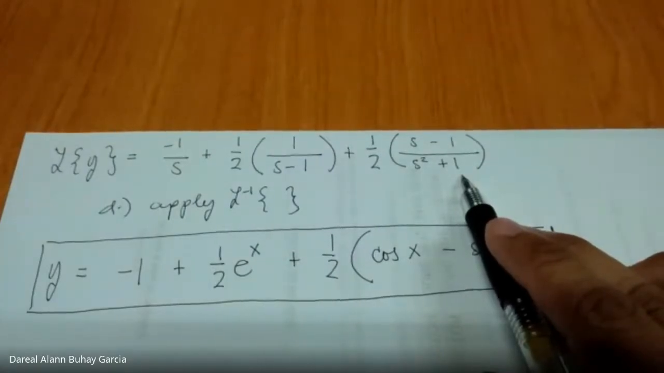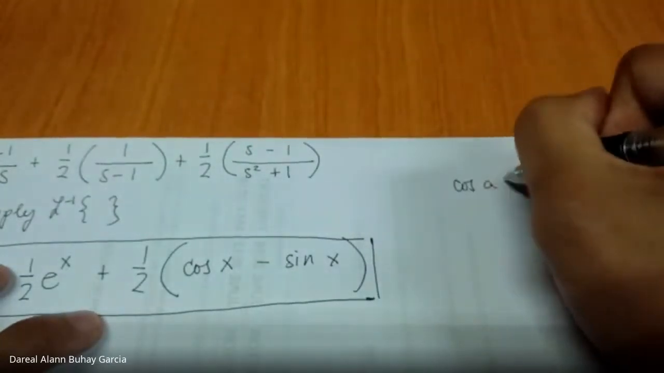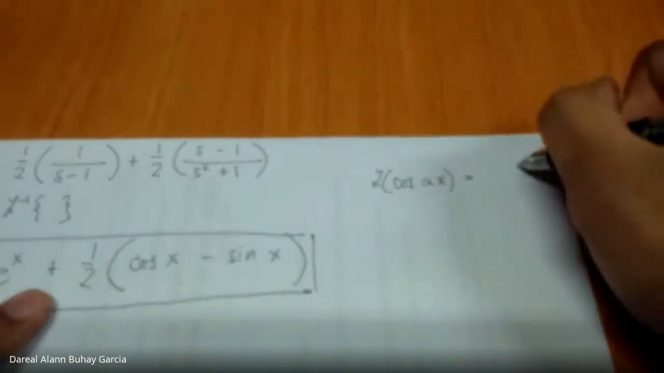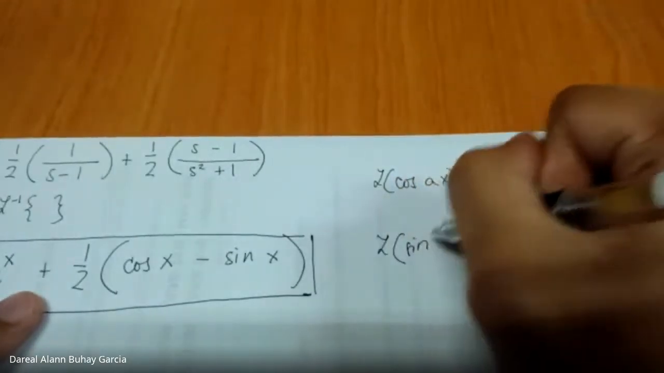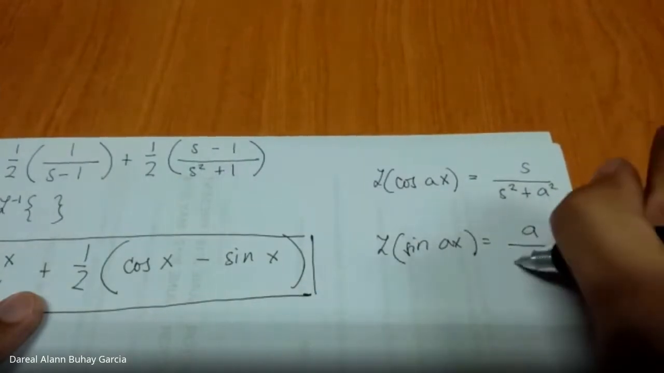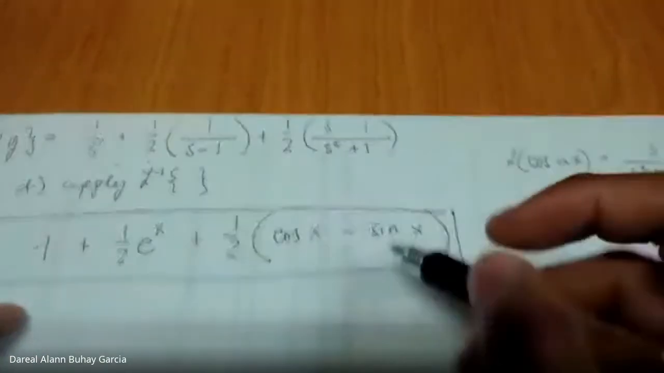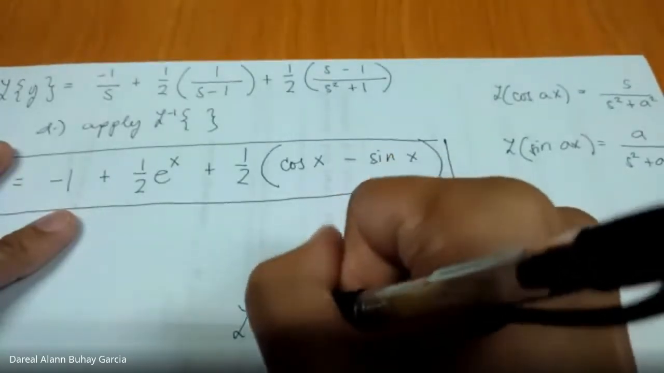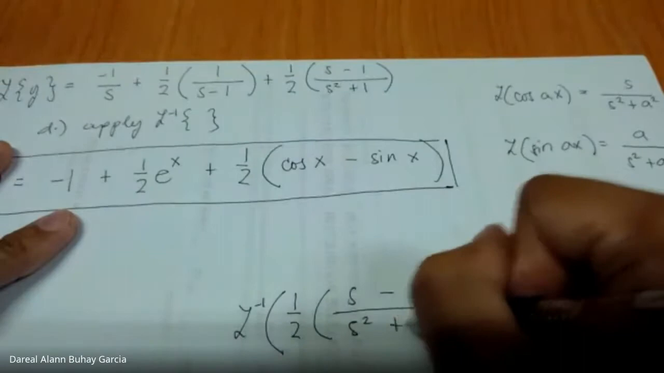So, basic table. The Laplace of cosine is s over s squared plus a squared, and the Laplace of sine is a over s squared plus a squared. Notice that at least the a is 1 here. What is the inverse Laplace transform of 1/2 times s minus 1 over s squared plus 1?